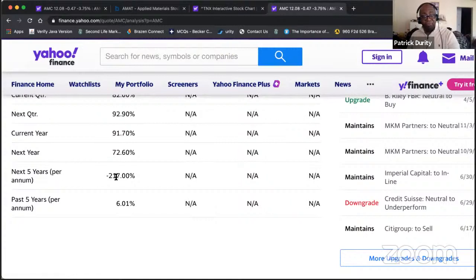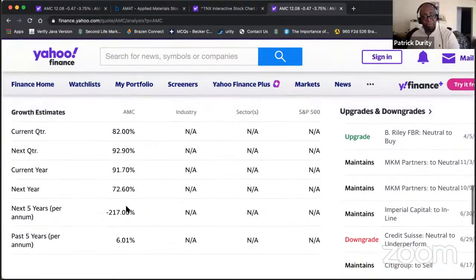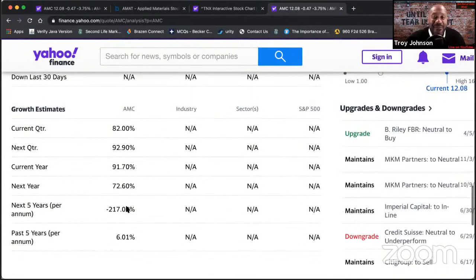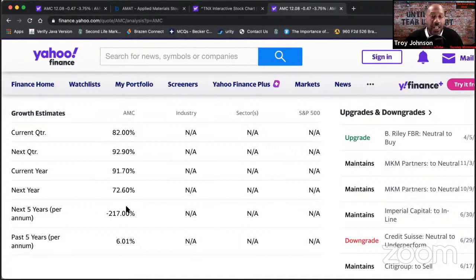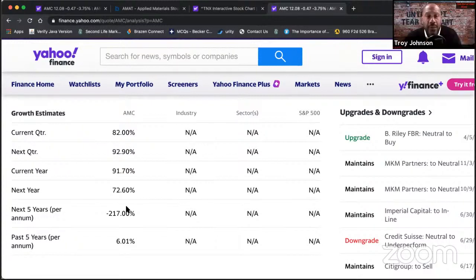Next 5 years, we're looking at a growth rate of minus 17. Past years, about 6. Let's stop right there, Patrick. Look at the growth rate of AMC. It's projected to go down by 200%. And that's probably not just AMC, but the overall industry in film and theaters, AMC in particular.